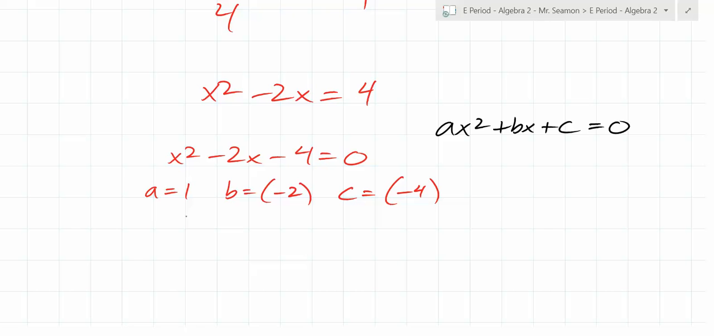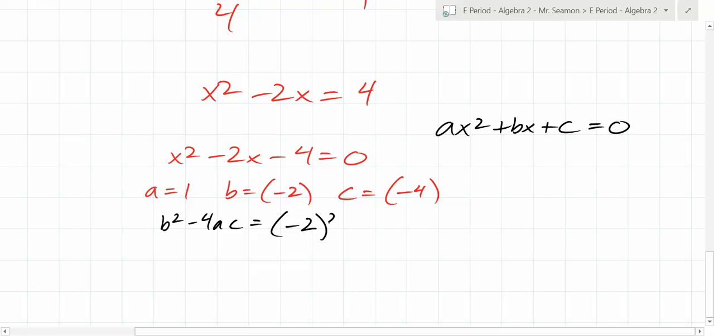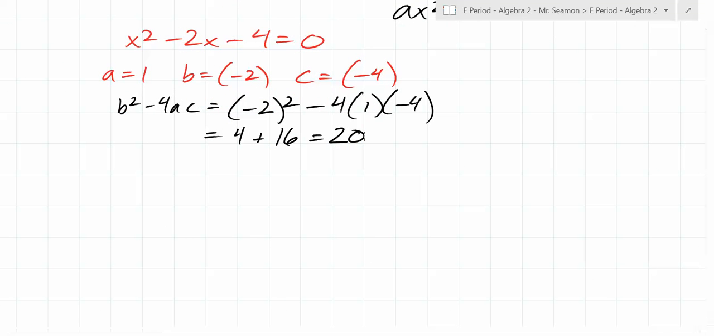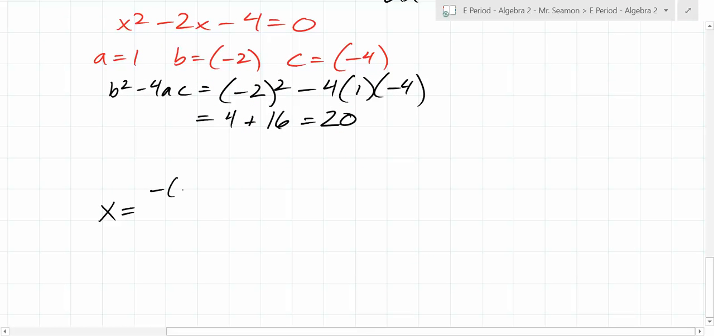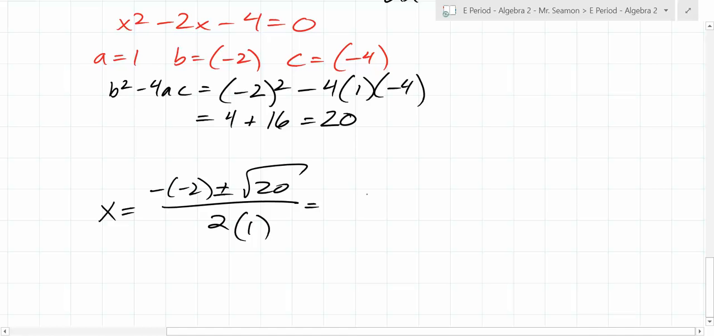What is it? It's going to be b squared minus 4ac, which is negative 2 squared minus 4 times 1 times negative 4. So what's that going to be? 4 minus 4 times negative 4, plus 16, equals 20. Yes, math. So x equals negative b. What was b again? Negative 2. So it's going to be negative negative 2, yeah. Plus or minus root 20 all over 2 times a, and a is 1, right? So it's going to be 2 plus or minus root 20 over 2. Is that done yet?